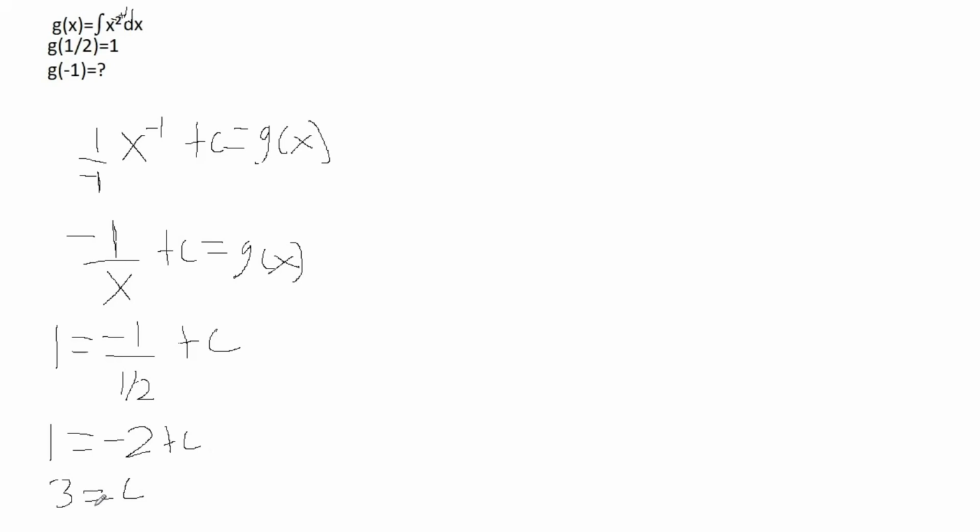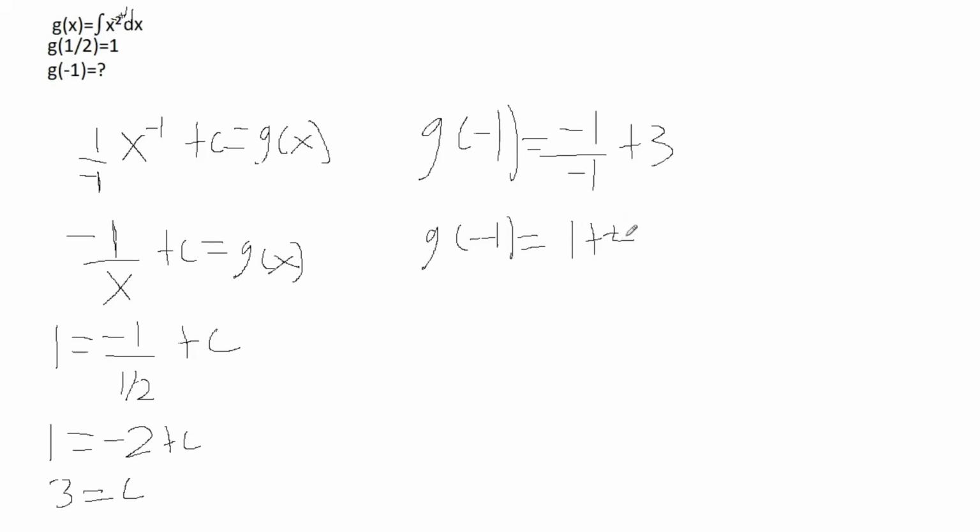Now that we know our constant of integration, we can finally plug in negative 1 for our x here. So let's determine what g of negative 1 is now. So negative 1 over negative 1 plus 3, and our answer will be 1 plus, oh, not 1 plus 4, sorry about that. 1 plus 3, and our final answer will be 4. Not too bad for an integration problem.